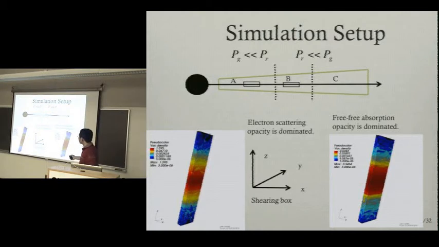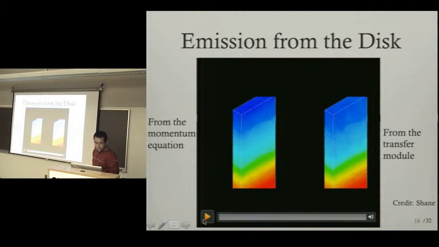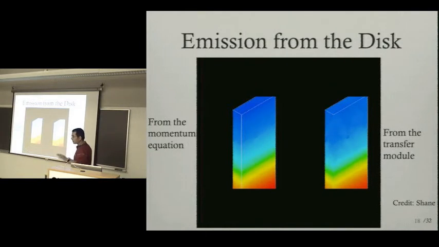In the radiation-dominant regime, usually the electron scattering opacity is dominant. When you go further out, the free-free absorption opacity becomes more and more important. Just to give you a sense of what the simulation can do before we talk about the results, we solve the radiation transfer equations, so we can look at the spectrum of the photons directly to see how the photons are emitted from the disk.